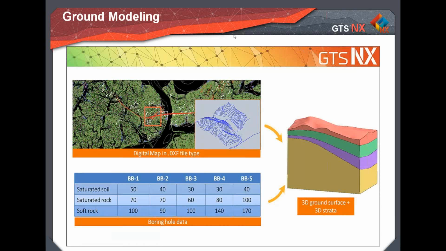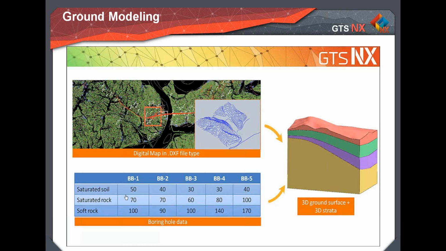Okay, so another great feature of the program is its ground modeling capabilities. For example, if you're working on projects that are in 3D, a lot of the time you'll have complex or detailed contours. Here's an example of a digital map in a DXF type. What you can do is import these maps into the program and import the coordinates to create these very detailed and very accurate contours with a very limited amount of effort.